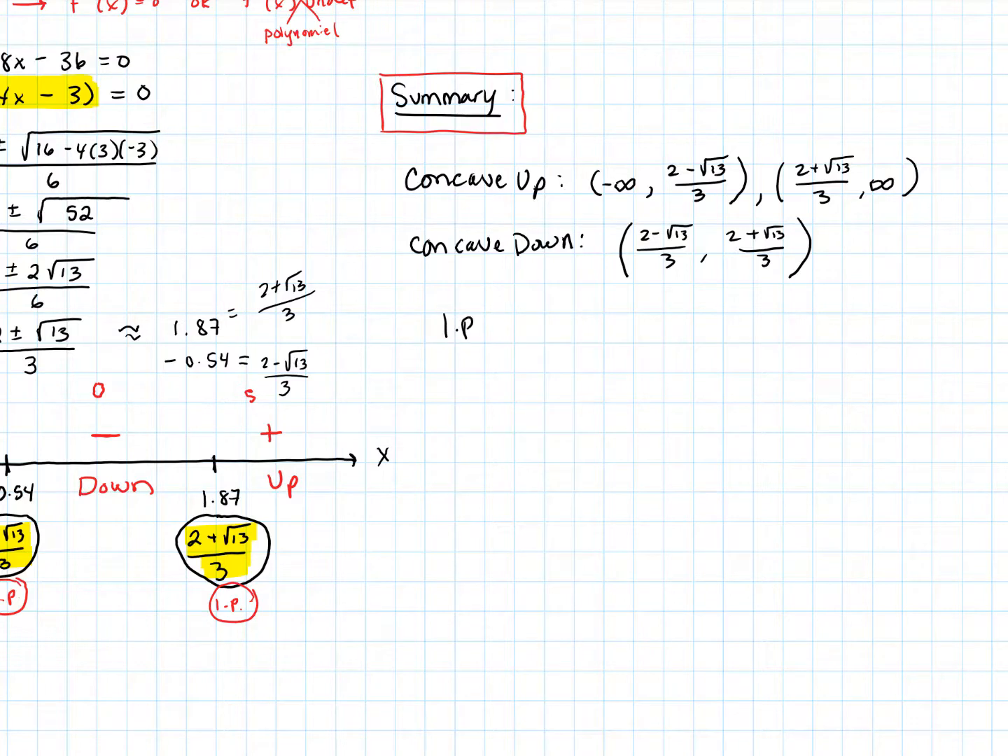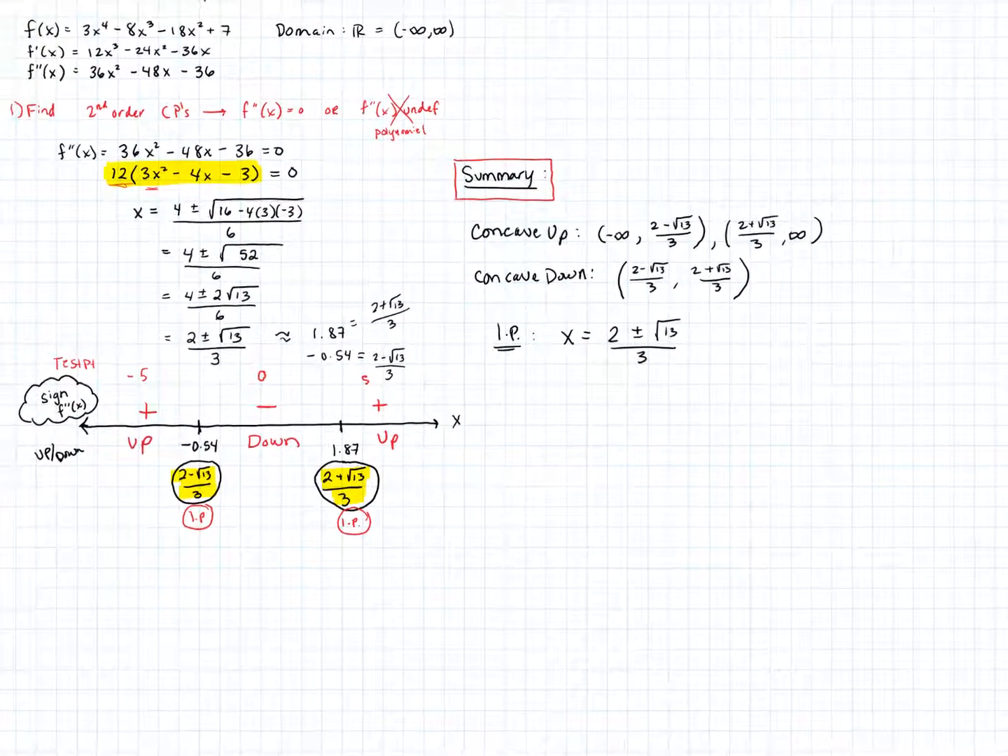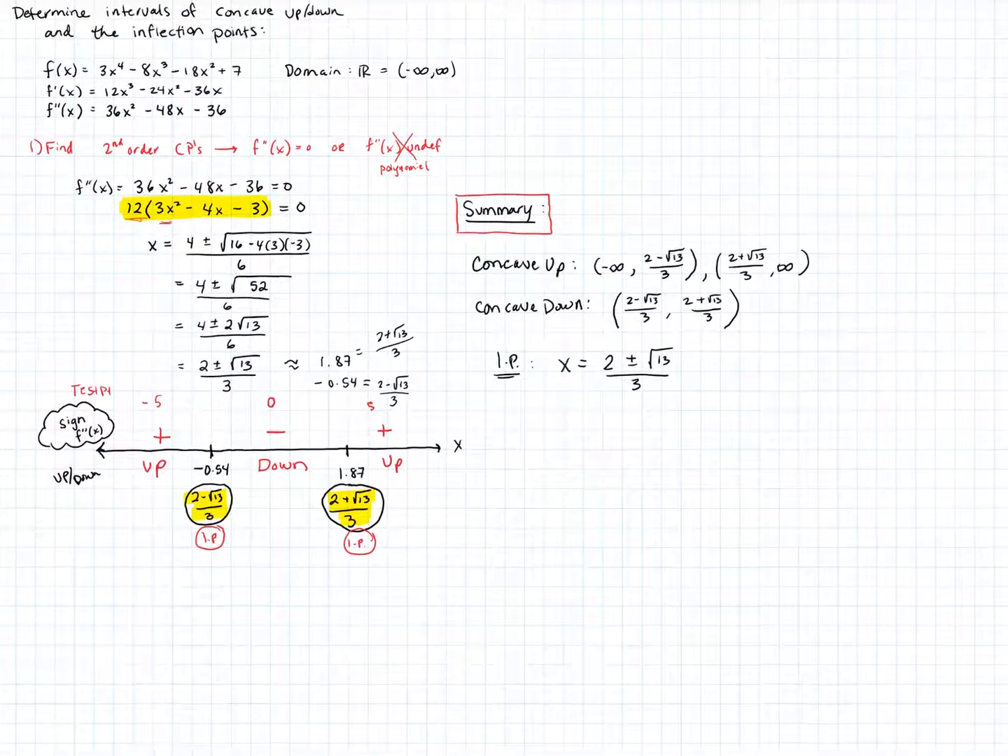And we have inflection points at x equals 2 plus or minus root 13 over 3. If we wanted the y values, we could plug those into the function, but in the interest of time, I'm going to stop right there. We could get the approximation and plug those back into the original function.